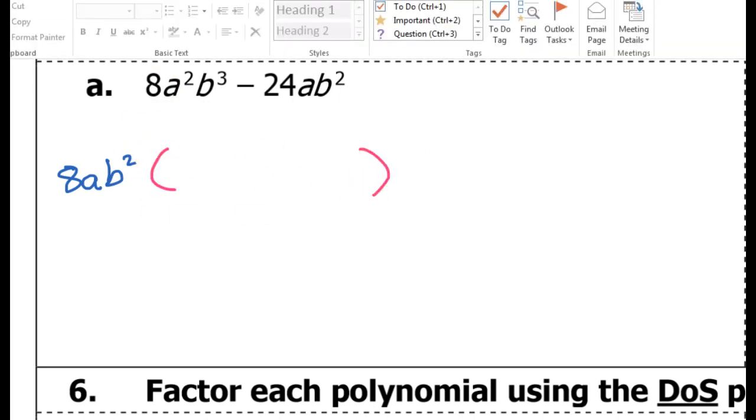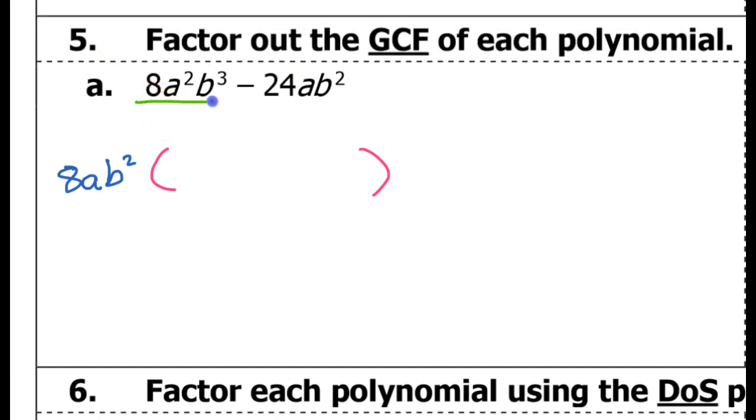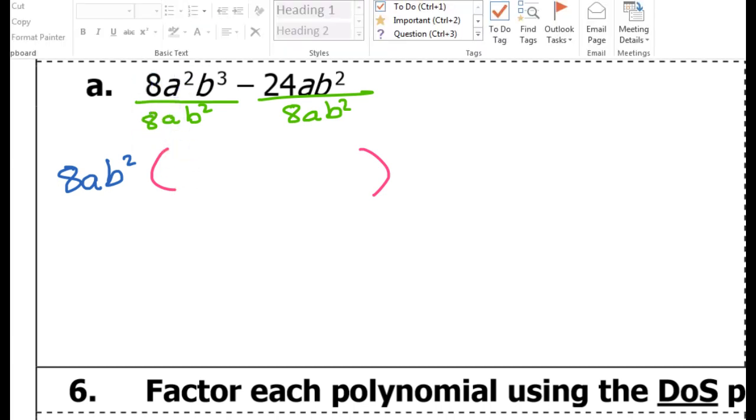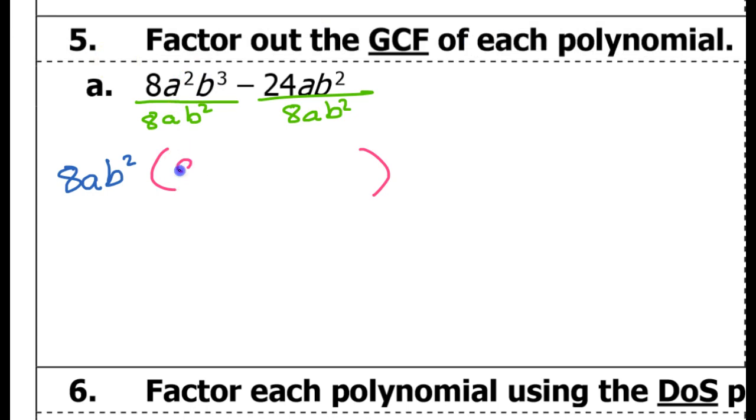So that's my GCF. Now I'm going to have parentheses. But to figure out what goes inside the parentheses, I need to divide by my GCF of 8ab squared. So if I do that, the 8's cancel out. One of the a's will cancel out, so that's going to leave a. Two of the b's will cancel out, but that will leave ab. Minus. Okay, 24 divided by 8 is 3. And then the a's and the b squares cancel each other out. So this is the final answer.